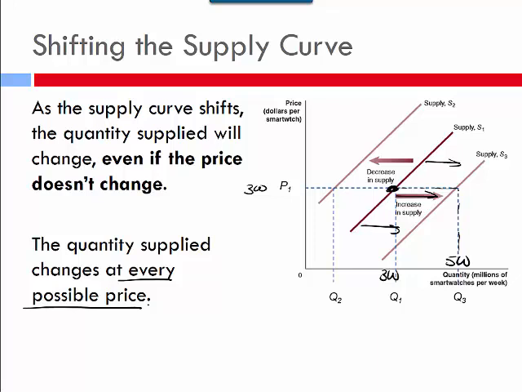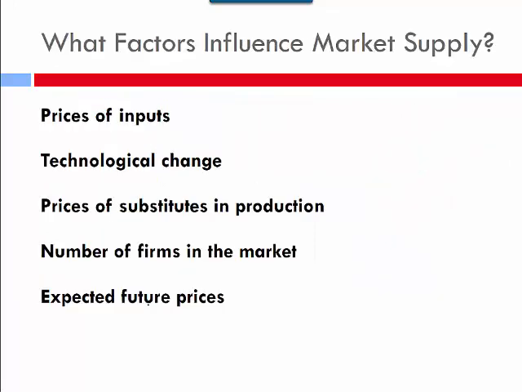So what causes these shifts? The number one thing is the price of inputs. Okay, so the price of inputs, these are the costs to a business. And remember, we said that the revenue, which is based on the price, minus the cost equals the profit.